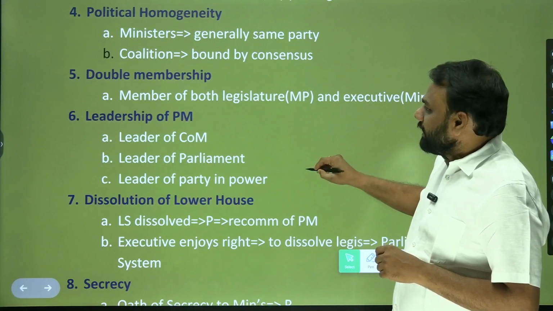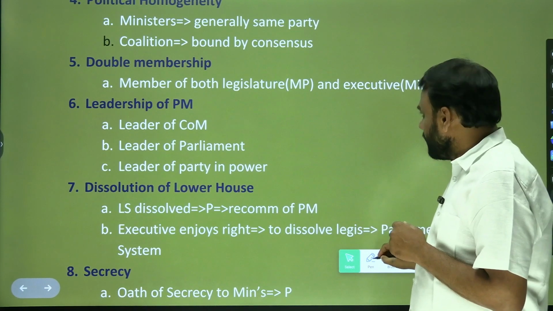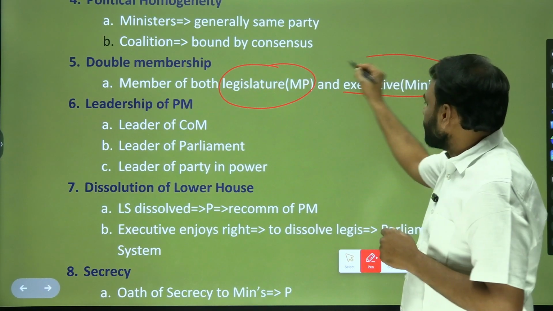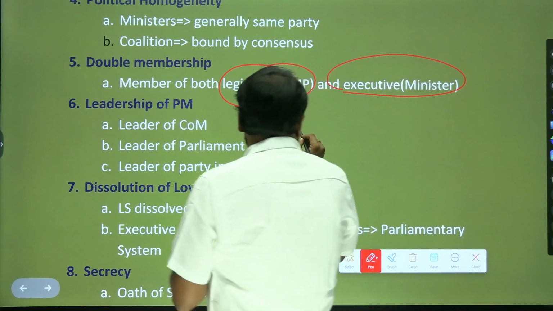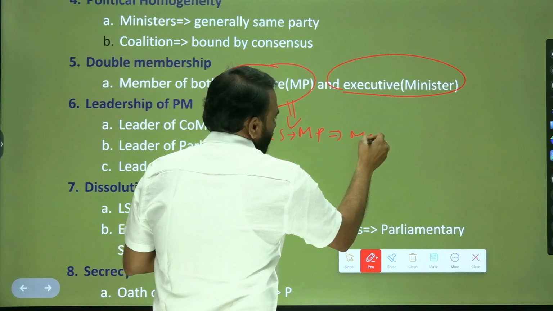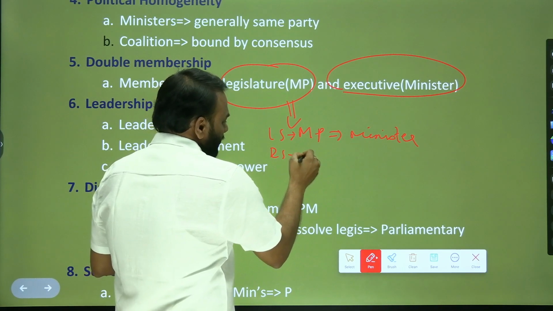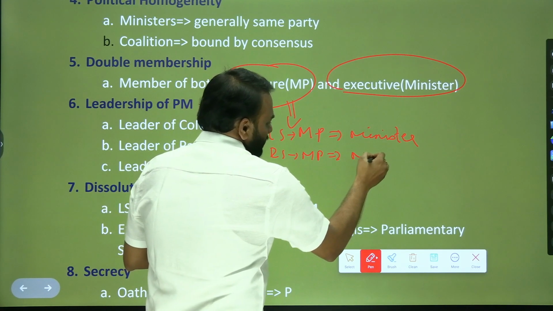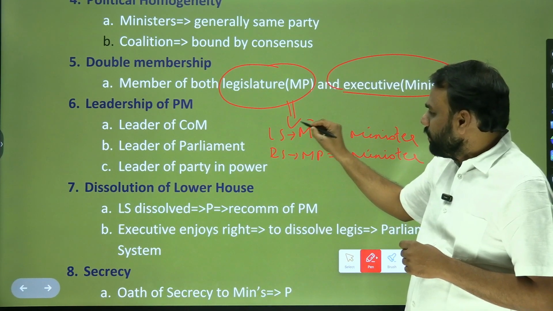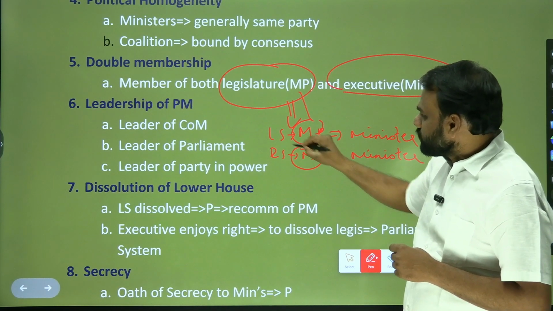Next, double membership. Again, it's a feature of parliamentary government. What is double membership? A member can be both legislature as well as executive. So what does it mean? We have seen that a Lok Sabha MP can be a minister. Similarly, a Rajya Sabha MP can be a minister. It means that a person who is a legislator, here a Lok Sabha MP, belongs to the legislature. A Rajya Sabha MP also belongs to the legislature.